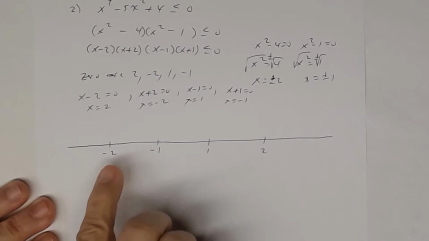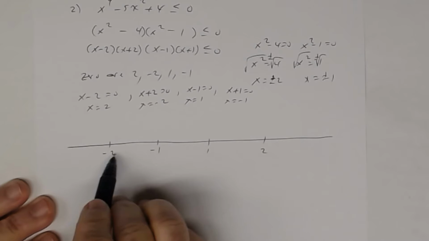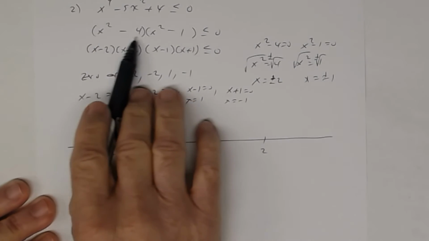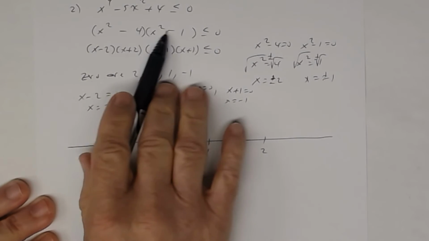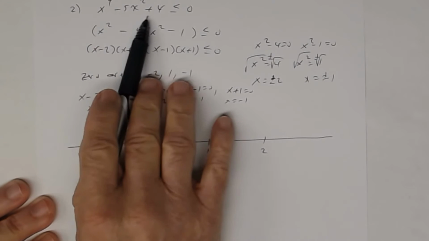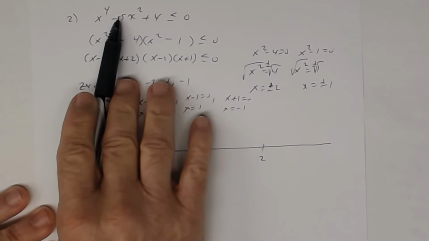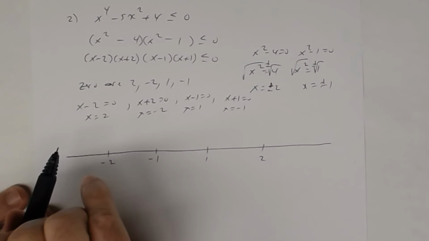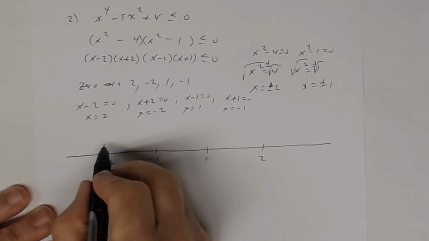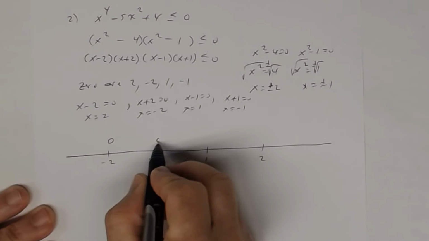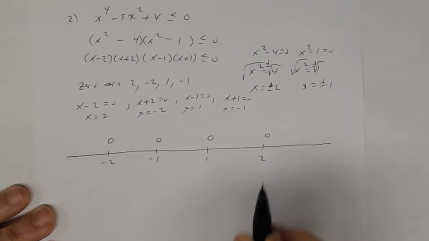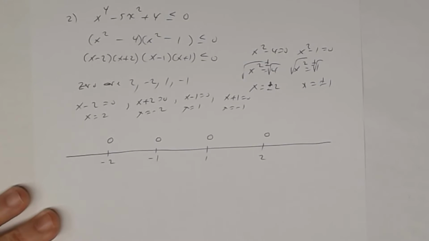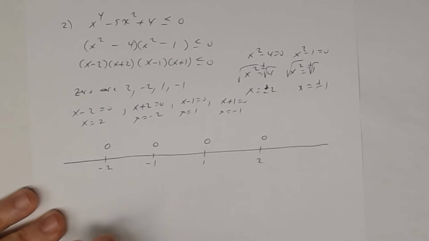Now notice those zeros. Remember why they're called zeros: because when you substitute them into the original inequality, you're going to get 0 on the left-hand side. So I'm going to put 0 here, since all those are zeros.